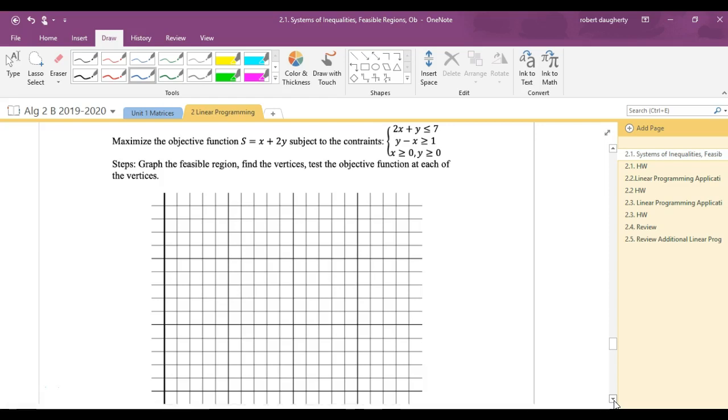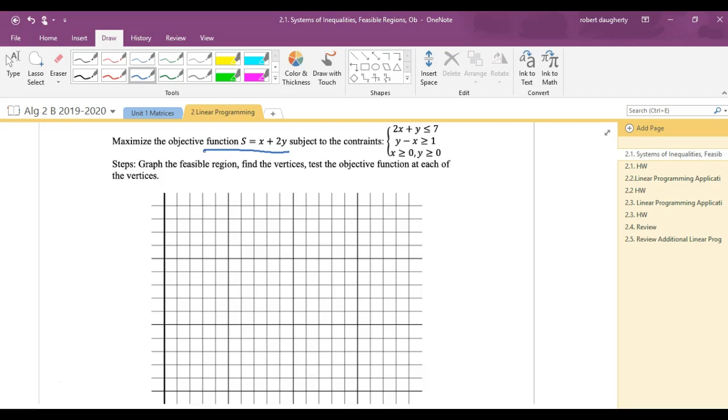So I want to maximize this objective function, subject to these constraints. Let's talk through what I need to do. First of all, do I do anything to start out with the function? What do I need to do first? The constraints. I need to graph these constraints to come up with my, what's the name for that region? My feasible region.